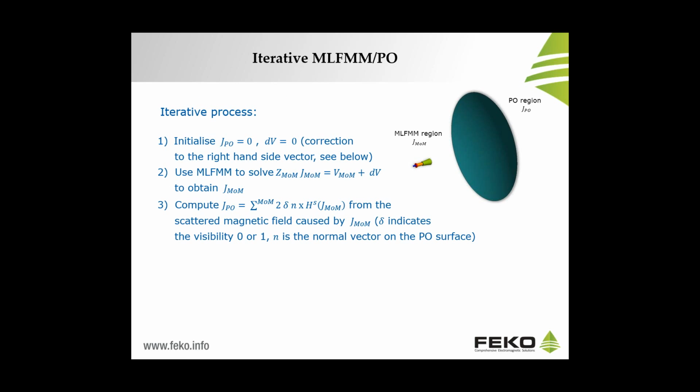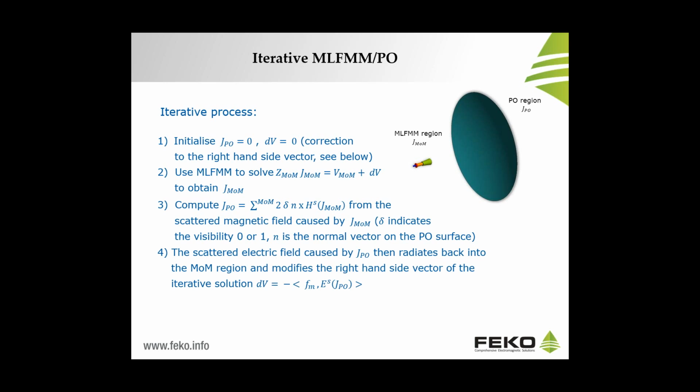Then the scattered field caused by the PO currents radiates back into the MLFMM region, and we modify the right-hand side vector of the iterative solution. With this new right-hand side vector, the process from step 2 is repeated until convergence is reached.